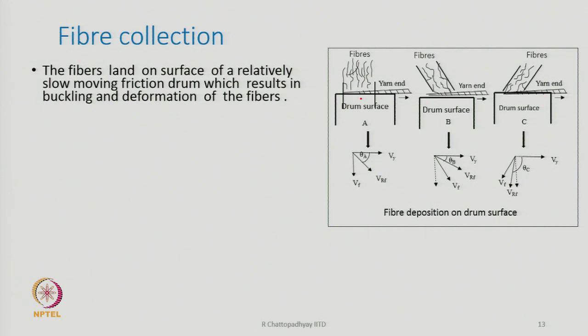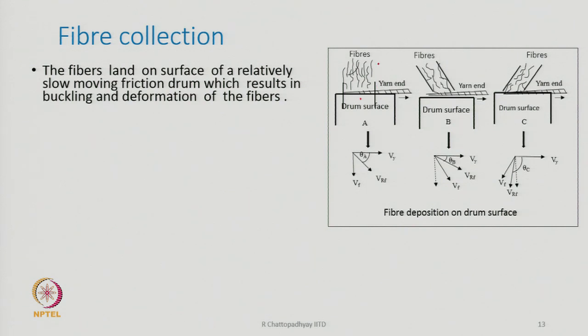The negative consequence of this is that a fiber is coming at a higher speed and settling on a drum surface which is moving at a slower speed. As a result, the fibers will be buckled. So, that is the situation that exists as of now. The fibers are bound to buckle because they are coming and hitting a slower moving surface. Anyway, while they are approaching the drum surface after landing there, there are three possibilities A, B and C.